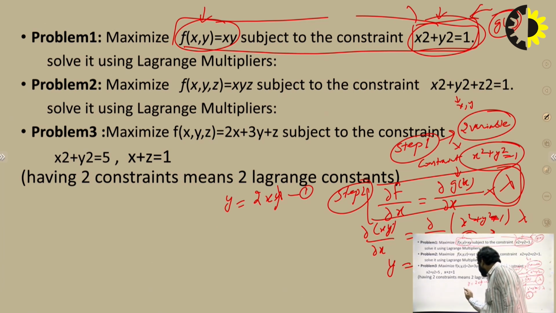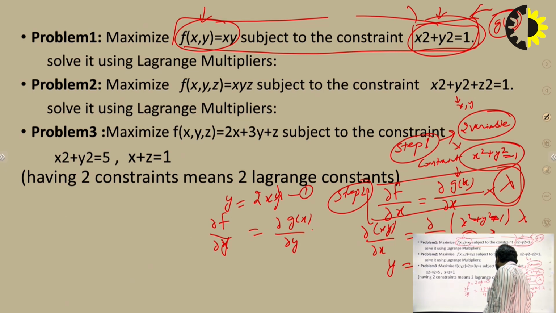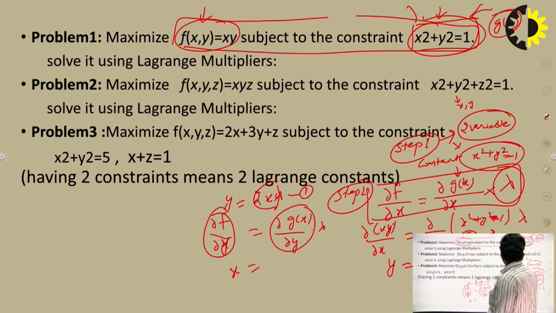Again doing the same step with respect to the second variable, that is, del f upon del y equal to del of xy upon del y into lambda. This is del f upon del y will be equal to x, and after getting the derivative of this constraint with respect to y, we are getting 2y lambda. So this is our second equation.